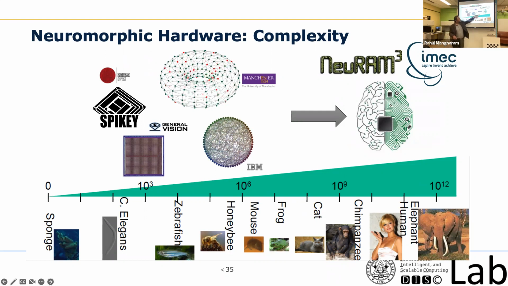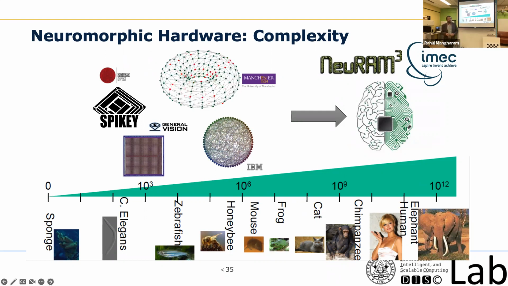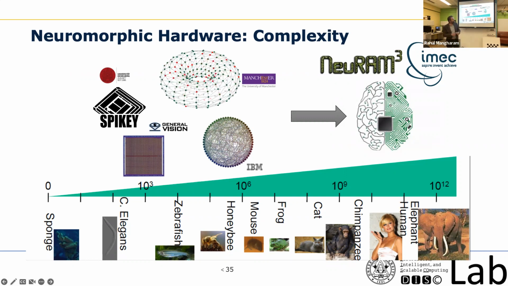And later at IMEC, we developed something very close to the human brain, which is Neuron 3, where we had close to 1 billion neurons in the architecture and 10 billion synapses in one single chip.